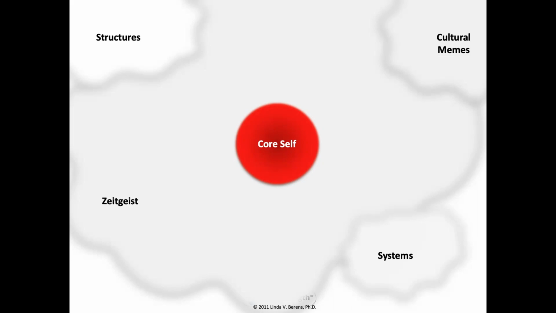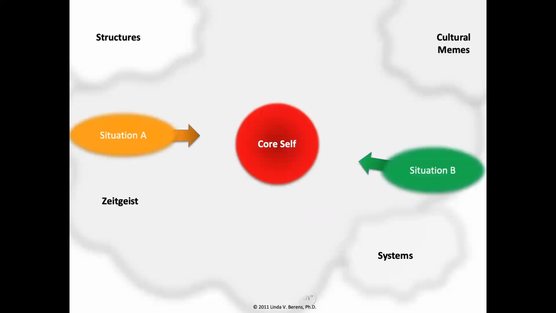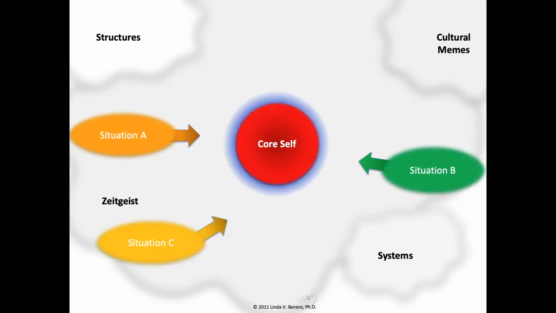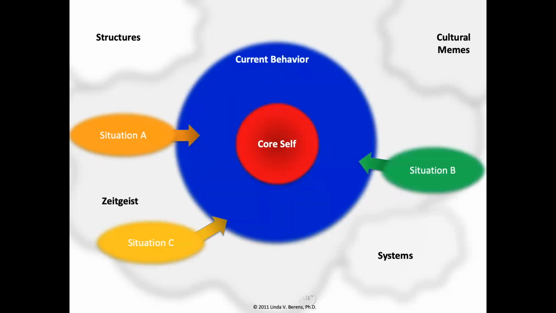And we come into this world with all of these things going on, and situations happen, and they sort of push on us, and they say, do this, be this way. That's our current behavior, and that's the self that we call the contextual self. So the contextual self is how we behave in a particular situation. It's where we can be most adaptive.